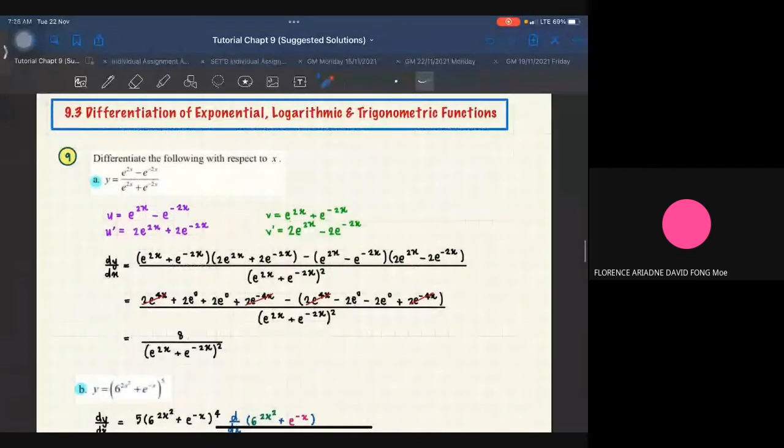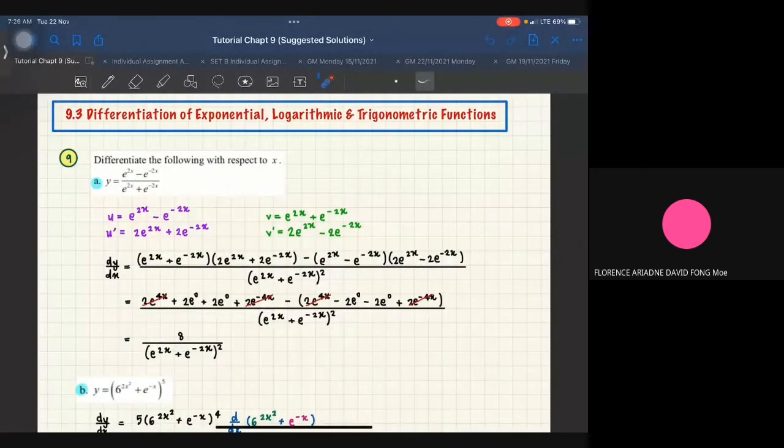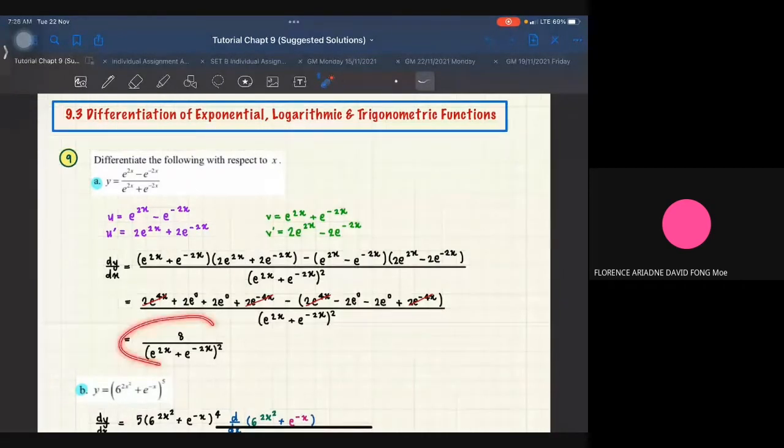Okay, so everyone pun sama. Siapa-siapa yang dah try this question, supposedly awak dah try, saya dah minta awak buat. So the correct answer is this one, 8 over e power of 2x plus e power of negative 2x square dekat luar. Okay, so check back your answer and your calculation. You are supposed to get this one.